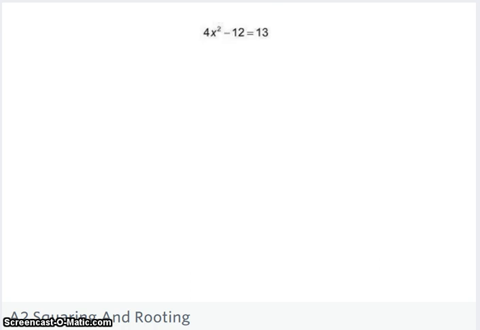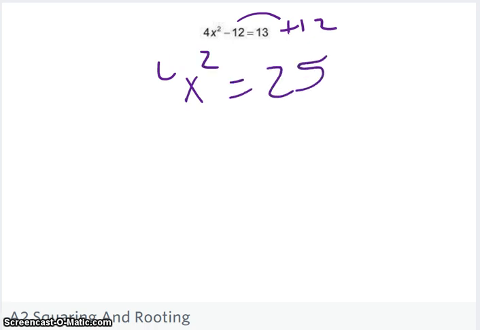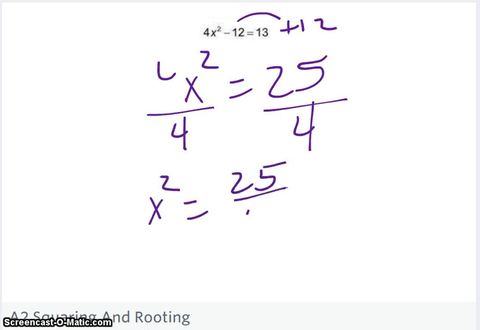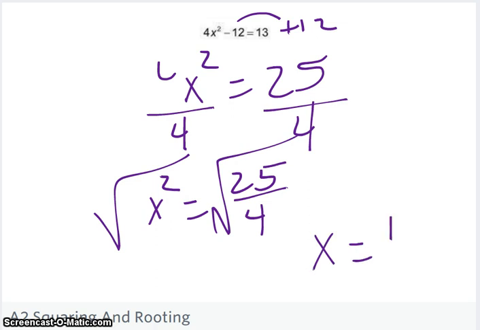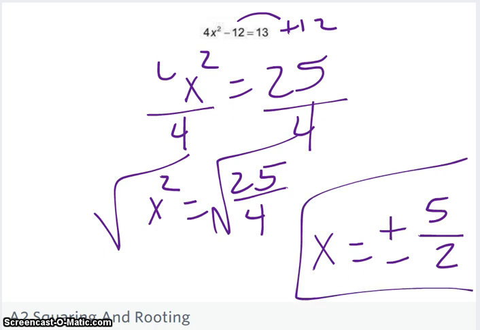Same thing here, we're trying to solve for x. We start by moving the 12 by adding it. So 4x squared is equal to 25. You've got to move your 4 by dividing. So x squared is equal to 25 over 4. So we're going to square root both sides, and you get x is equal to plus or minus square root of 25 is 5, over the square root of 4 is 2. That's your answer.